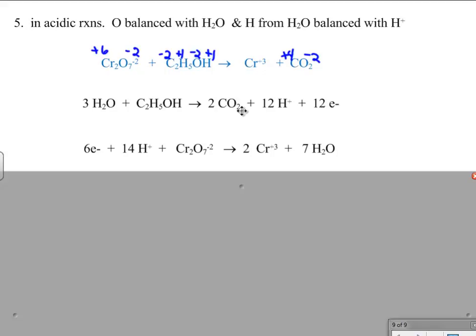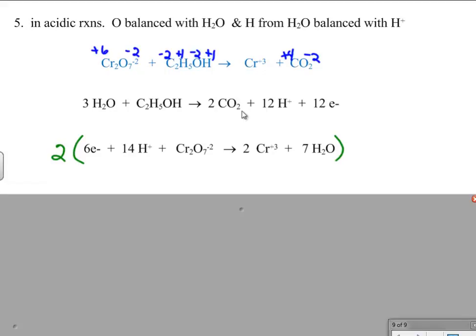7 oxygens, so I have 7 waters on the right. That leads me to add 14 hydrogens on the left. And now I need to balance the charge. If I count up my charge, I have +6 on the right, 14 -2s plus 12, so I need to add 6 electrons on the left. I need to multiply the bottom half reaction by 2 so that I get 12 electrons in each half reaction. Then I'm going to add everything together.